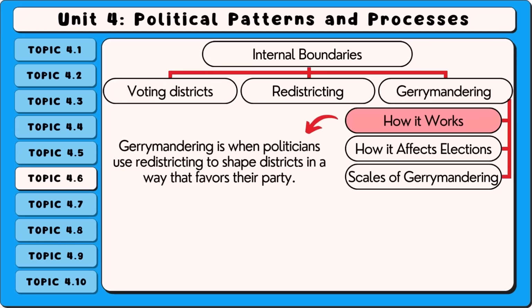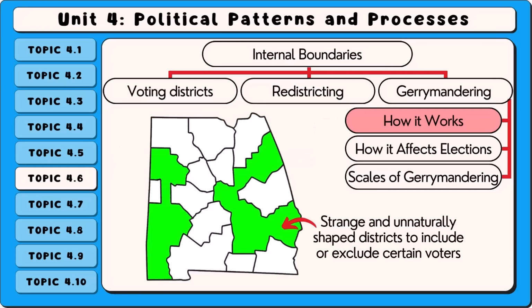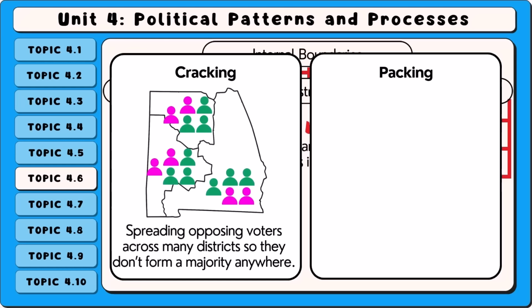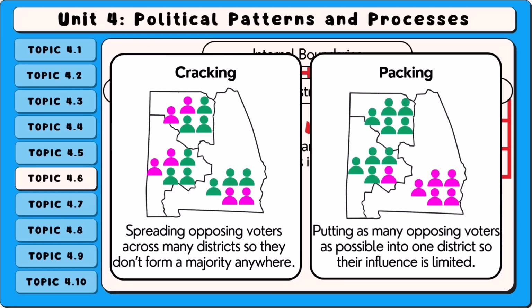Gerrymandering is when politicians use redistricting to shape districts in a way that favors their party. This can involve drawing strange or unnatural shapes to include or exclude certain voters. Two common techniques are cracking and packing. Cracking means spreading opposing voters across many districts so they don't form a majority anywhere. Packing means putting as many opposing voters as possible into one district so their influence is limited to that area.